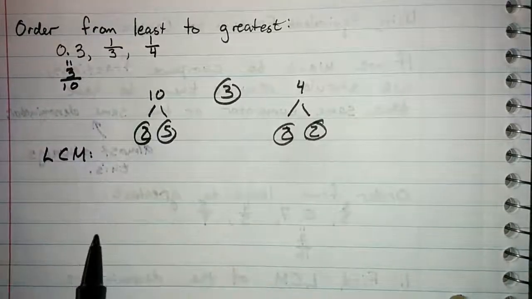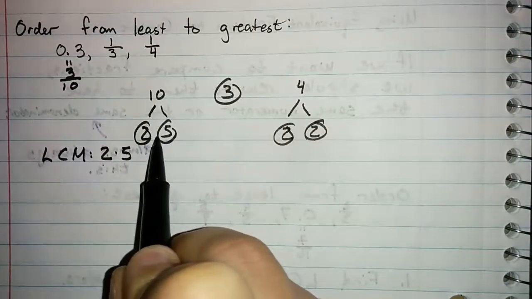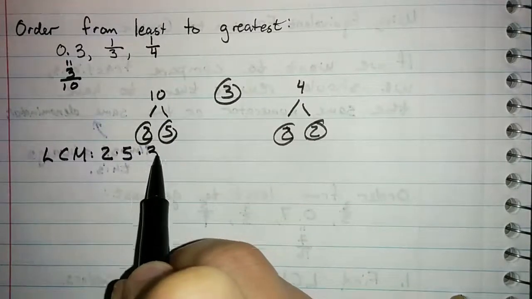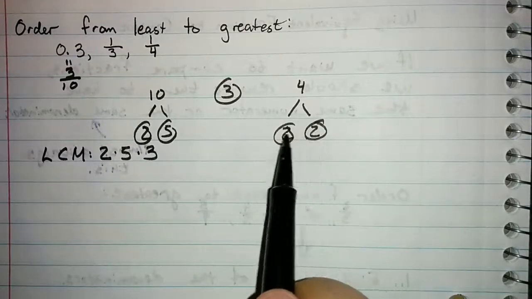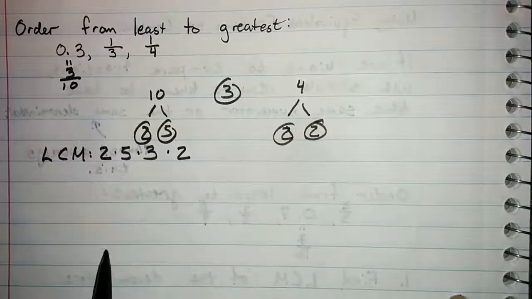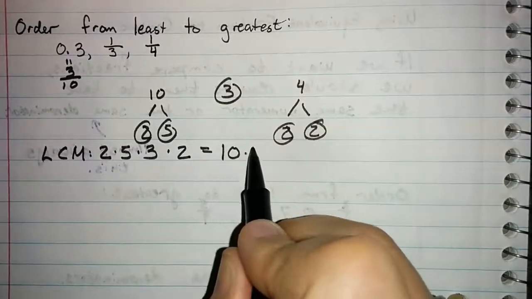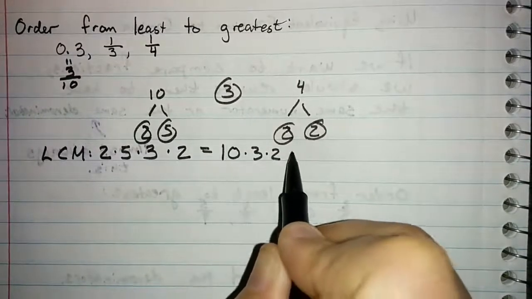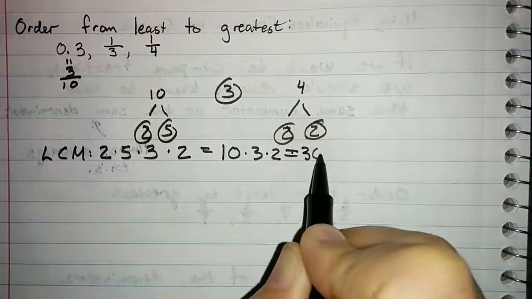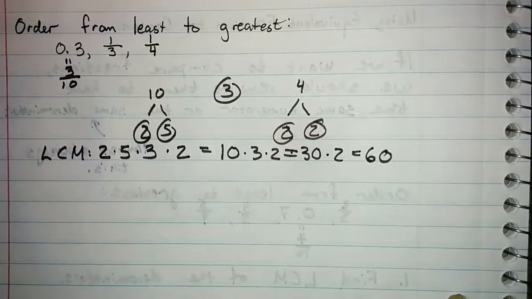So my least common multiple will have a 2 and a 5 in its prime factorization. It'll have a 3, which I haven't got yet. And it'll have two 2s. I have one 2 now. I'll need another one. So what is that? 2 times 5 is 10. 10 times 3 is 30. 30 times 2 is 60. My least common multiple of my denominators is 60.